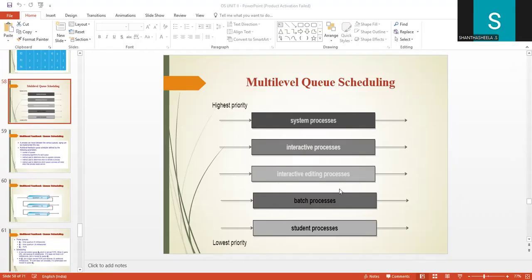Yes, in this video lecture, we will be seeing about the two topics under CPU scheduling. One is multi-level queue scheduling, the other one is multi-level feedback queue scheduling. As discussed in the previous classes, under CPU scheduling, we discussed FCFS scheduling, shortest job first scheduling, priority scheduling, round robin scheduling.